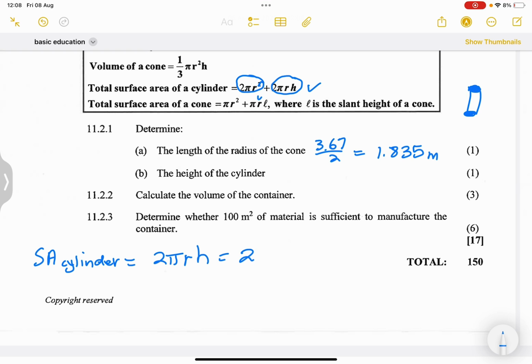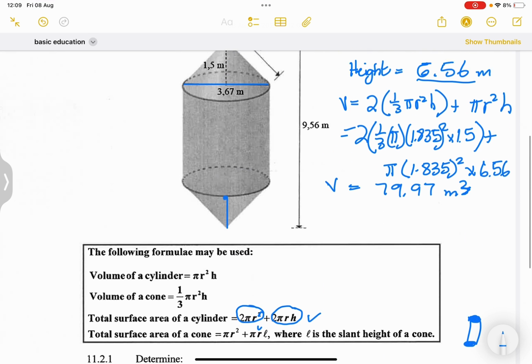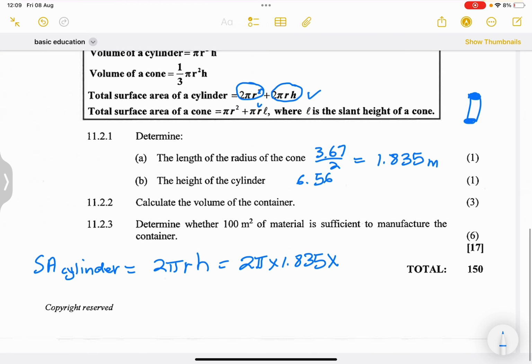So this would be 2 pi, right? Our radius, we said that's 1.835 multiplied by the height of the cylinder, which we had calculated to be 6.56. Let me just write it there, 6.56. Okay, meters. All right, now this is the area of the cylinder. We'll come back to it.